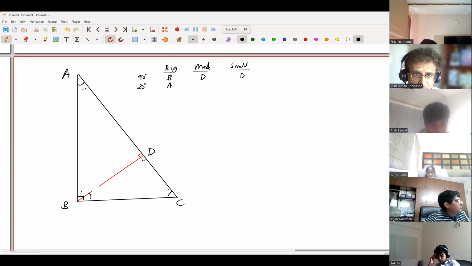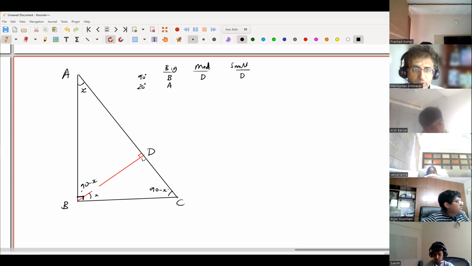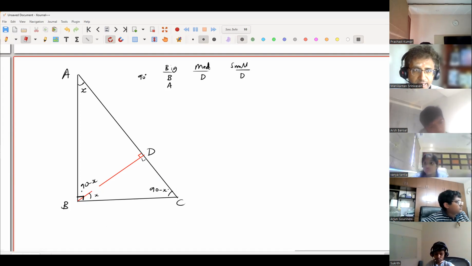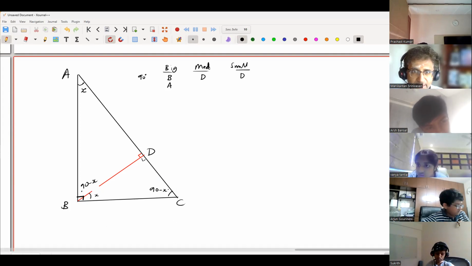Okay, so let's say I call this angle X, then this will be 90 minus X, and this will be X, and this will be 90 minus X. So I'll replace this 20 also. So there's an angle of measurement X. Which is that angle, X degrees?